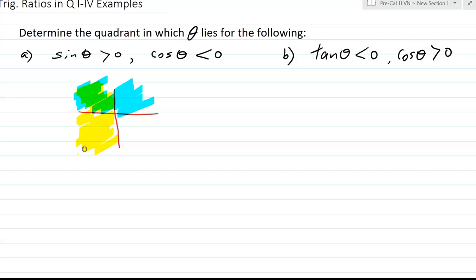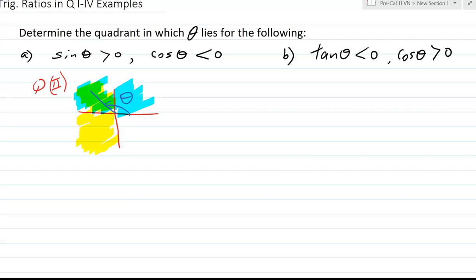And look at the common region for both that is shaded. Which quadrant is it? Quadrant 2. That's where the angle is. So if I have to quickly draw the standard position angle, chances are that's theta.